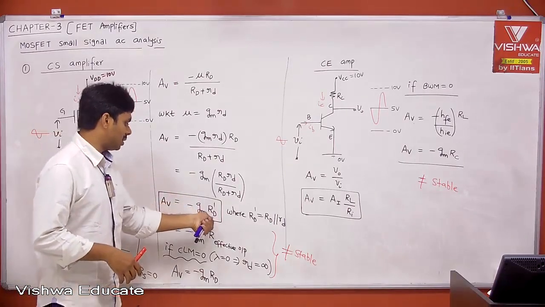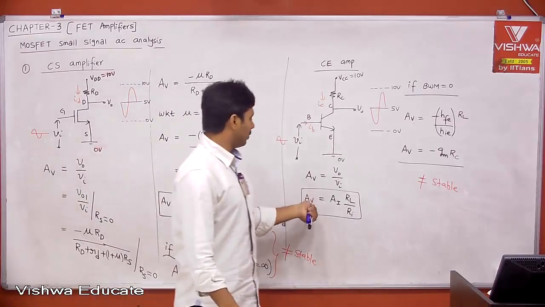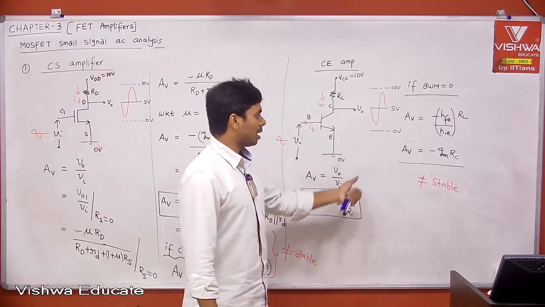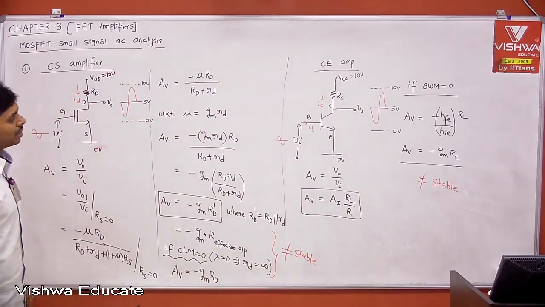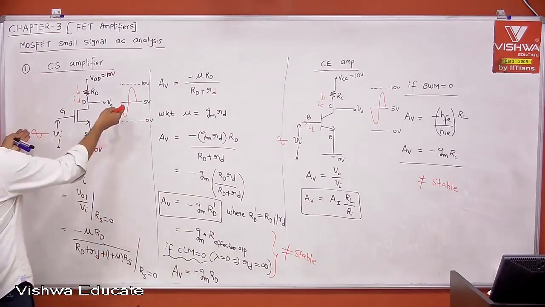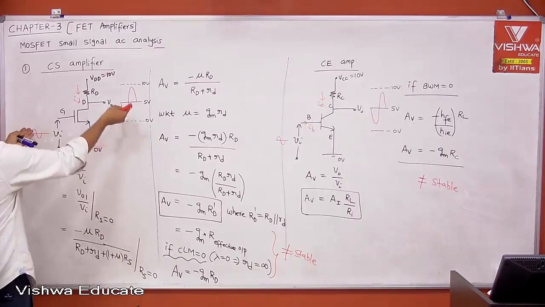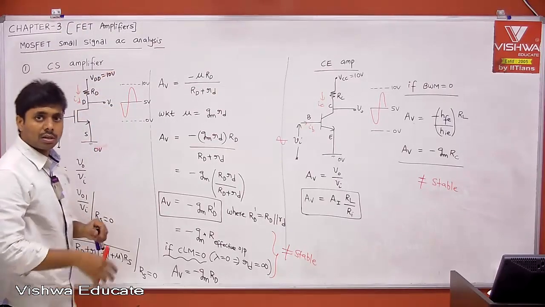That is what we got: minus GM into effective load. Here AV is equal to AI into RL divided by RI, or minus GM into effective load. The minus is nothing but inversion. When input is increasing, output will decrease. When input is decreasing, output will increase. That is what is your inversion.